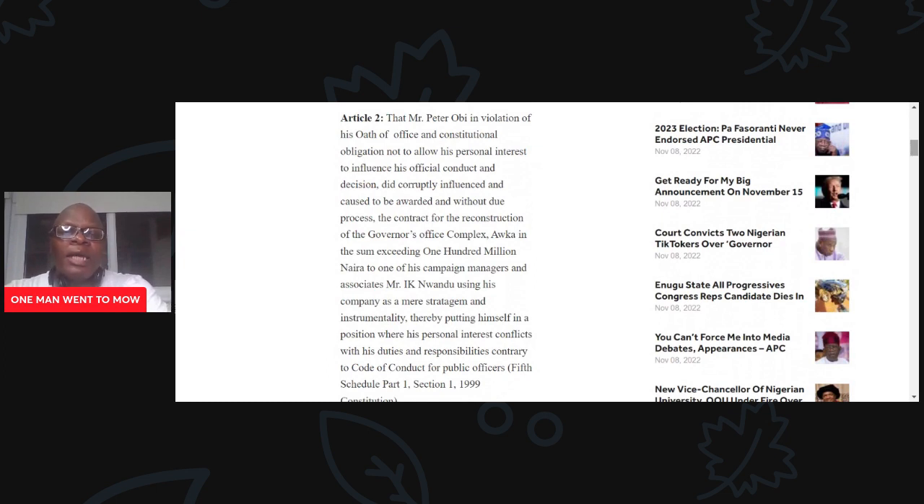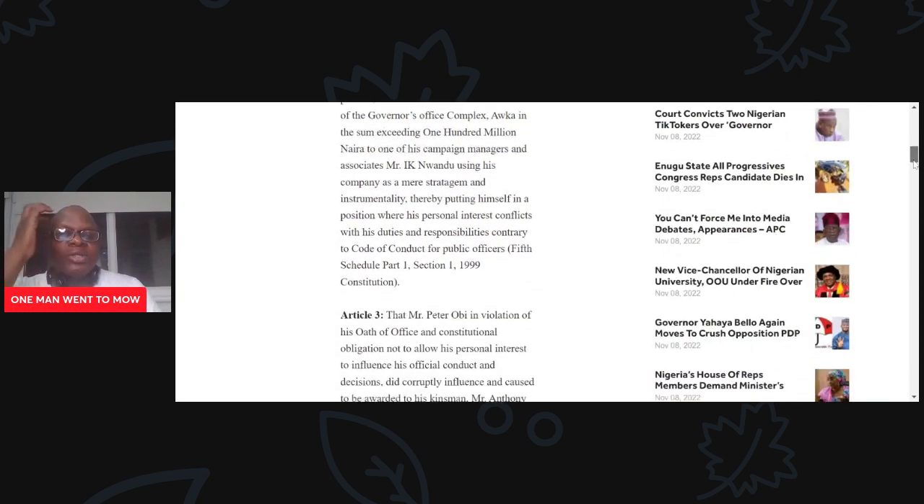Article 2, that Mr. Peter Obi, in violation of his oath of office and constitutional obligation not to allow his personal interest influence his official conduct and decisions, did corruptly influence and cause to be awarded, and without due process, the contract for the reconstruction of the governor's office complex, in the sum exceeding 100 million naira, to one of his campaign managers and associates, Mr. I.K. Nwadu, using his company as a mere stratagem and instrumentality, thereby putting himself in a position where his personal interest conflicts with his duties and responsibilities, contrary to the Code of Conduct for Public Officers, Fifth Schedule, Part 1, 1999 Constitution. So it's quite clear there.